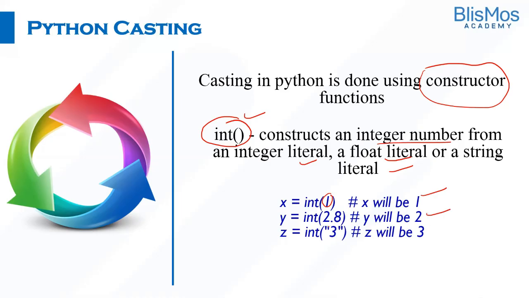And in this case, if you see, 3 is given in double quotes, which means it is ideally a string. Since we are using the int constructor, this will become 3.